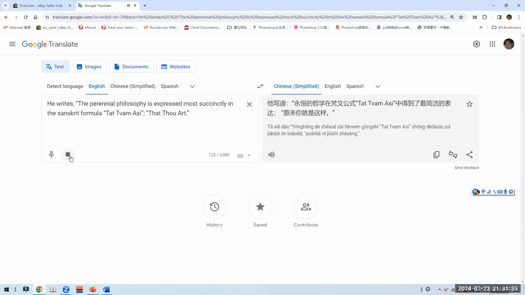He writes, the perennial philosophy is expressed most succinctly in the Sanskrit formula tat tvam asi, that thou art.